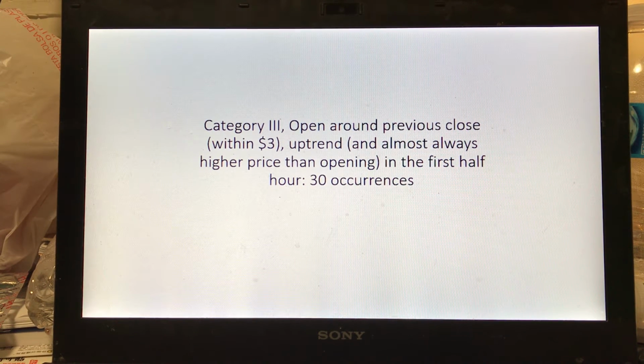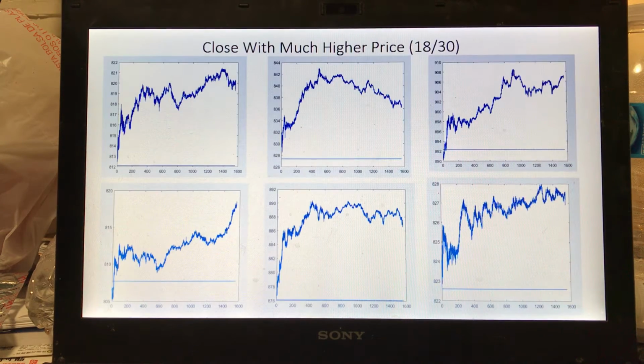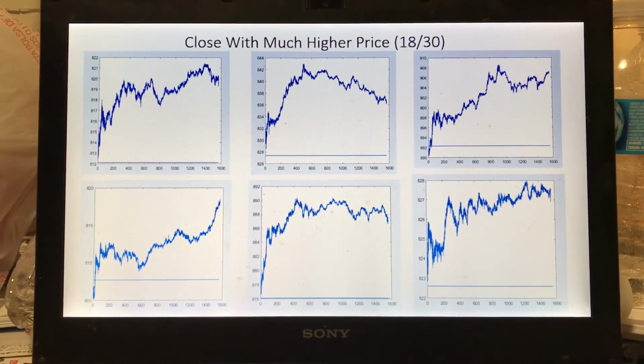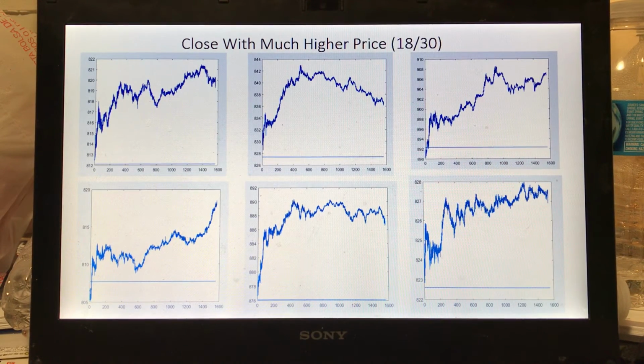There are 30 occurrences where this case can happen, and we are taking a look into this. For 18 out of the 30 cases, the stock will close with a much higher price. Please take a look at these stock trend behaviors. We can see that this is a very optimistic result, and we always hope for this to happen.